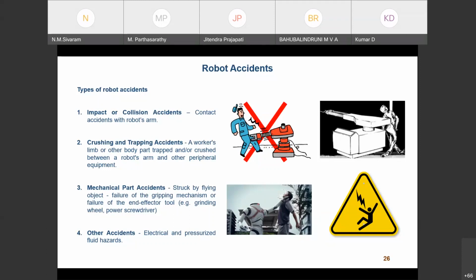Then mechanical part accidents. Sometimes the failure of the gripping mechanism or the end effector tool may create mechanical accidents. Heavier parts held by the robot can be thrown away from the grippers and create accidents. And other accidents, as I told you earlier: electrical hazards are present inside the robot. Then pressurized fluid. In the case of a pneumatic or hydraulic robot, there is fluid at high pressure. When the hoses of such pressurized fluids fail or are damaged, the fluid will come out at high pressure and can lead to an accident. So these are the four major types of robotic accidents, based on the history of robot accidents.